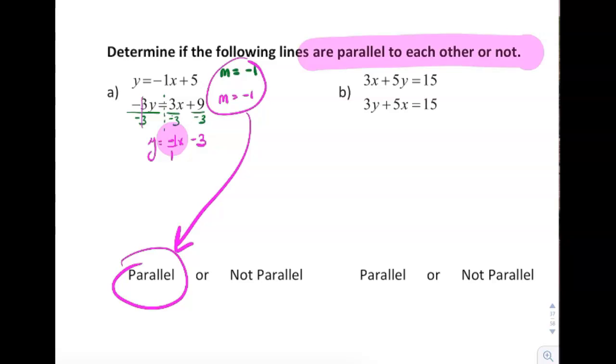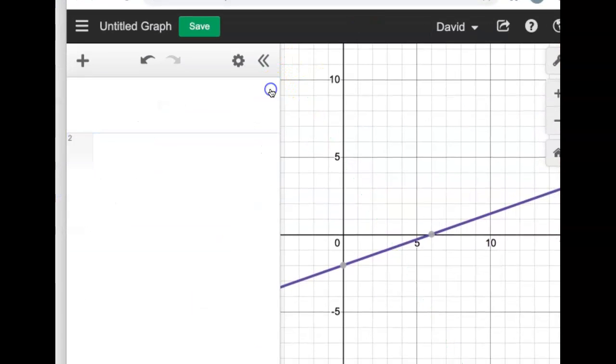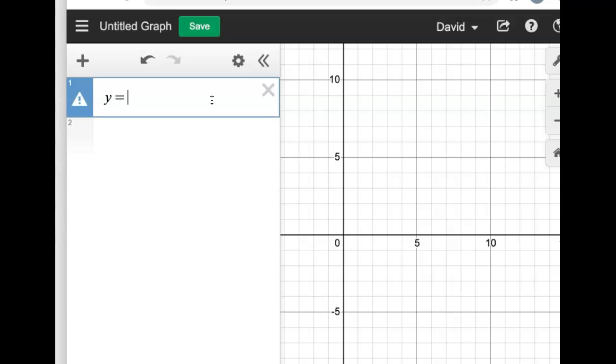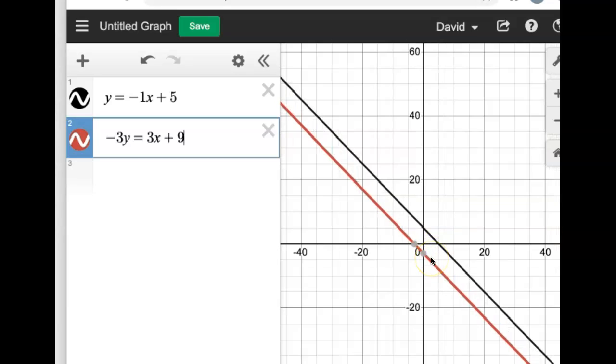Let's graph those for a minute. Watch this. Going back to Desmos, I'm going to have y equals negative 1x plus 5 and negative 3y equals 3x plus 9. That's the way it was given to you, right? Before we divided by 3. And look at those two lines. They, in fact, have a slope of negative 1. They will never meet. I could zoom out here, and they will never meet because they are parallel.